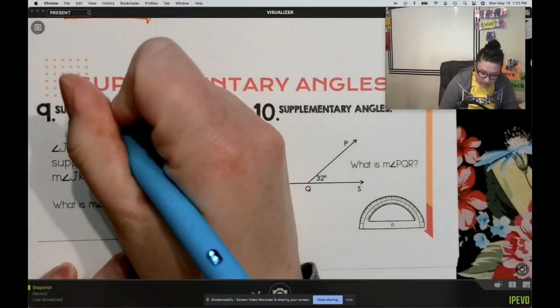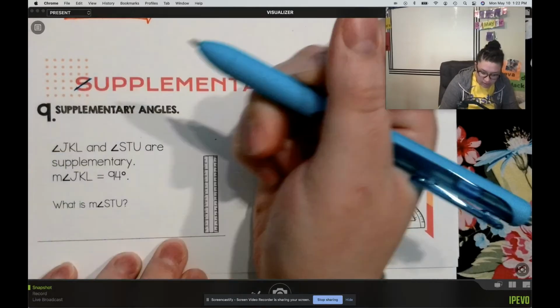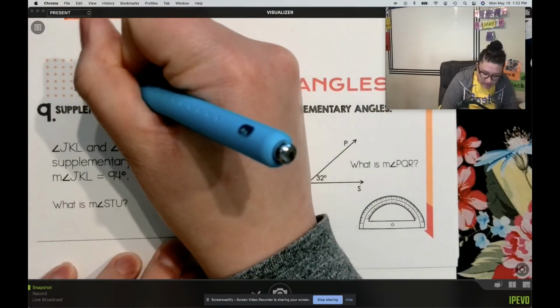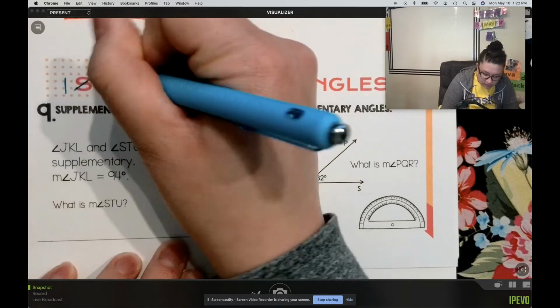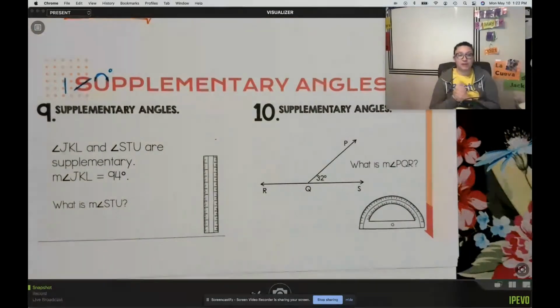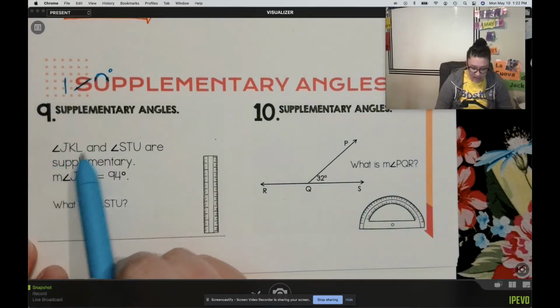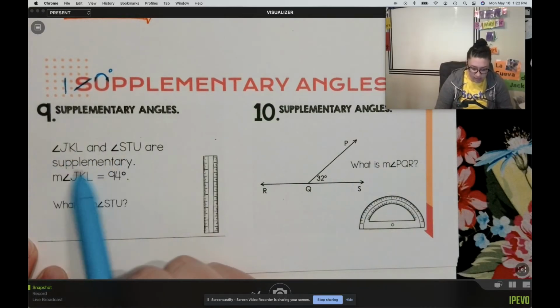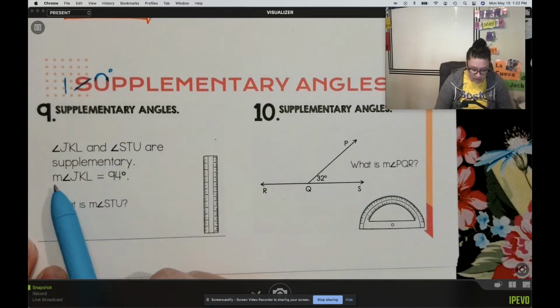Supplementary angles, remember the S looks like the number 8. We turn that U to a 0 and throw a 1 out front because supplementary angles add up to 180 degrees. They make a straight line, 180 degrees. Angle JKL and angle STU are supplementary. The measure of JKL is equal to 94. What is the measure of angle STU?